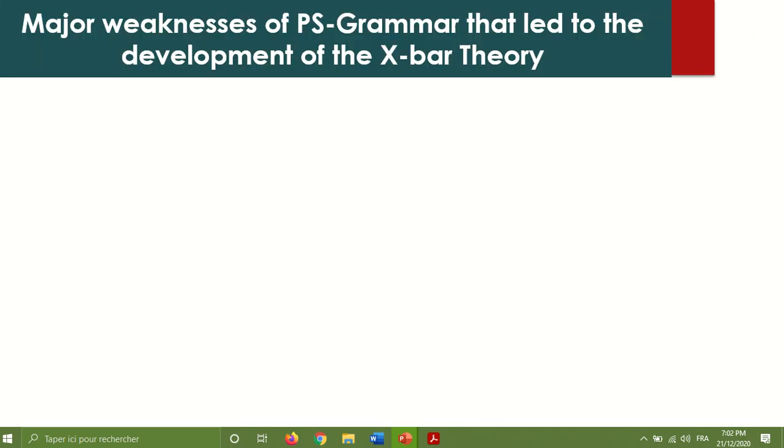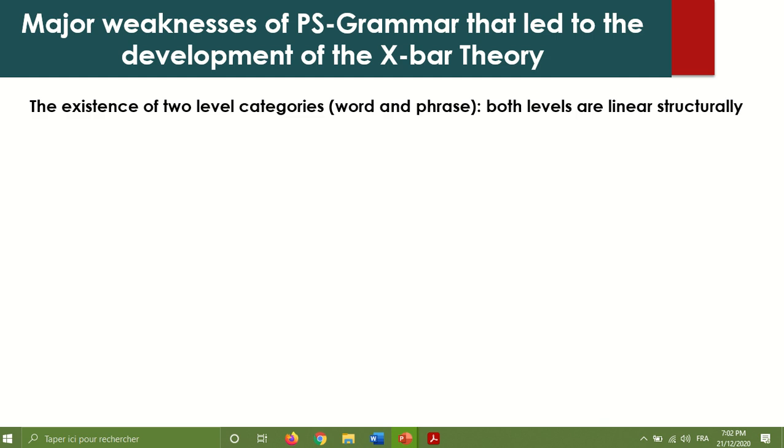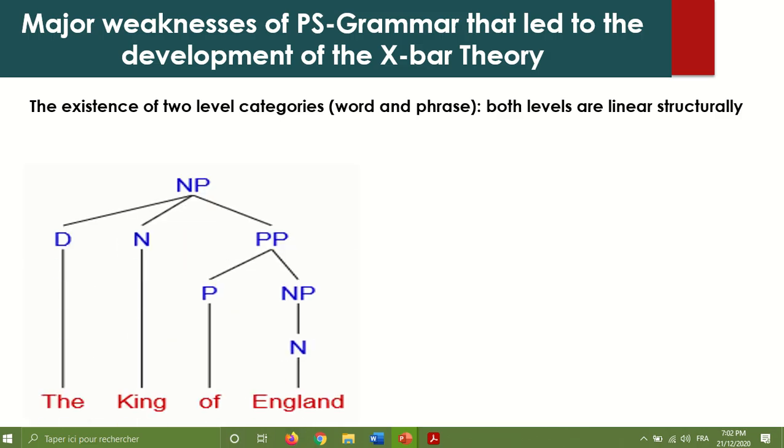So let's start with why the X-bar theory was developed. If you remember, we said there are two major weaknesses of PS Grammar that led to the development of the X-bar theory. The first one is the existence of just two level categories, word level and phrase level, and that both levels are presented linearly when we draw the tree. Now, as you can see here, the noun, which is a word, and the PP, which is a phrase, are presented at the same linear level.